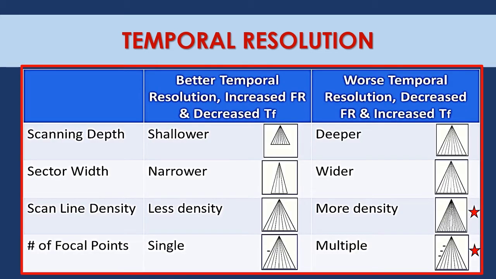Here is a chart that discusses the factors affecting the frame rate: what happens to these factors to bring a better temporal resolution, with increased frame rate and a lower time of the frame, and what happens to bring a worse temporal resolution, with a decreased frame rate and increased time of the frame. Each one of these will be discussed separately.